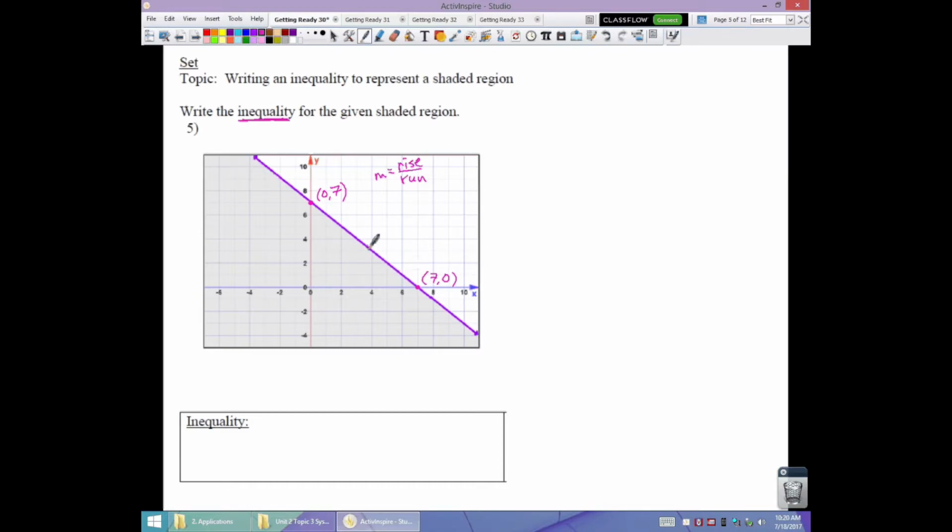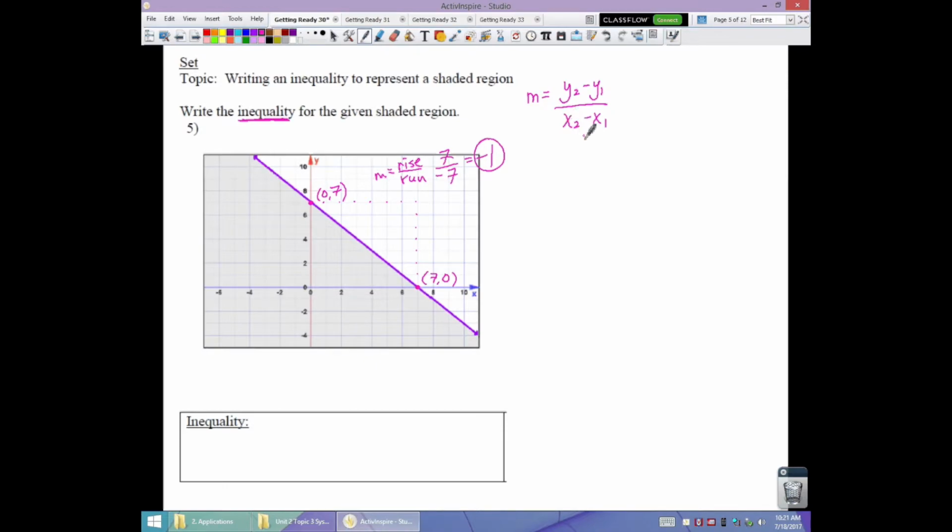I pick either point as a starting place, and then how many boxes, how many units do I rise? 1, 2, 3, 4, 5, 6, 7. How many do I need to run? Well, I'm going left, so it's going to be negative, but I go 1, 2, 3, 4, 5, 6, 7. So I rise positive 7, I run negative 7. 7 over negative 7 is negative 1. So that's my slope.